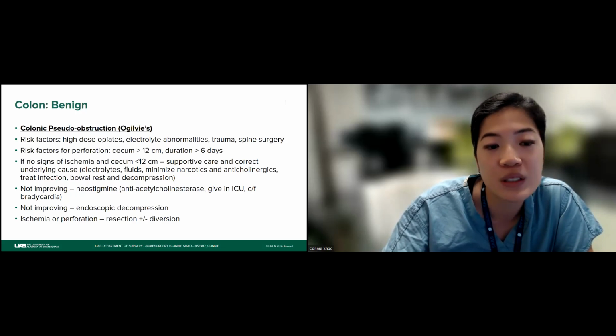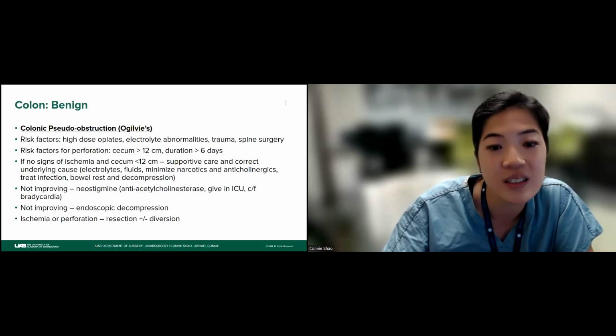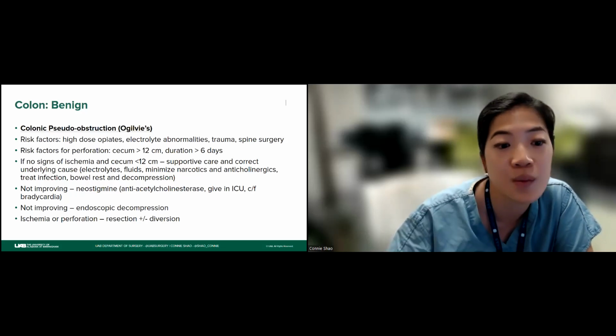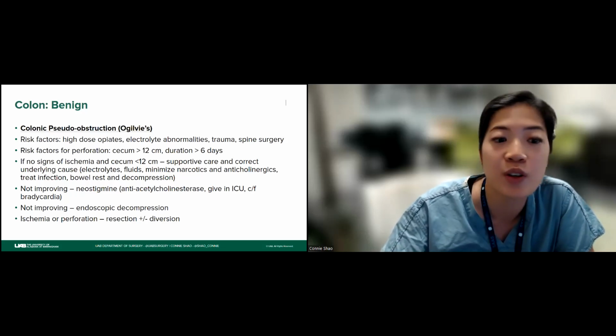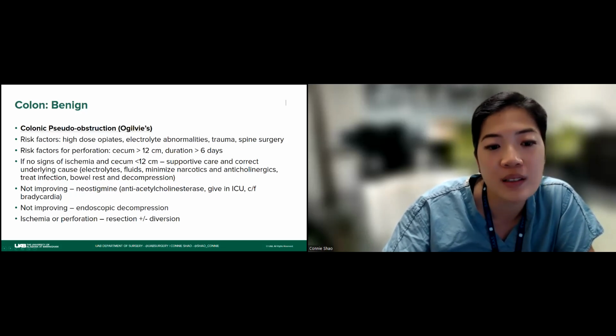It can cause significant bradycardia, so you always want to make sure they're in the ICU. It's an anti-acetylcholinesterase, so you just have to be very careful when you give it. It needs to be in a very monitored setting. And then if they're still not improving, you can consider endoscopic decompression. If you're getting worried about ischemia or perforation, you want to start thinking about surgery.